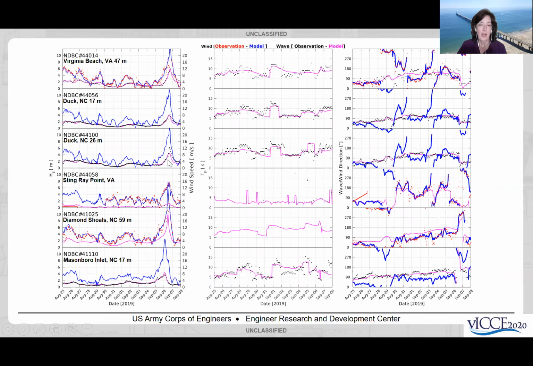One place where we don't do as well is right at our field research facility. We underestimate the wave heights at Duck in 26-meter depth by almost 2 meters. So we'll go back and look at that towards the end of the talk.